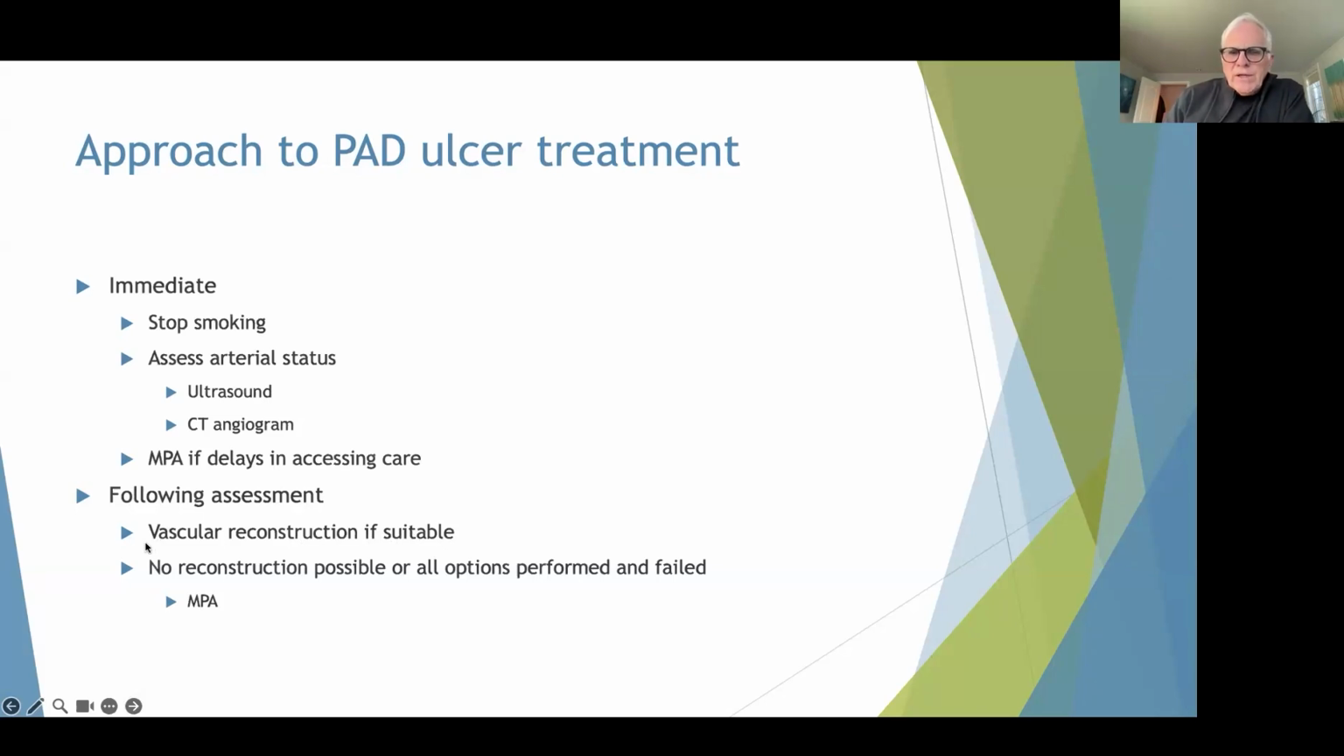But again, if vascular reconstruction is not possible, just simply because the disease is often more distal in the smaller vessels, or in patients who've had vascular reconstruction, things have failed, and they've really got to the end of what you can do in vascular reconstruction, then we think about, and here is a very, very good time to look at, using the muscle pump activation device, as well as the time when patients are having delays in accessing care. But here, what it potentially has the possibility of doing is helping to prevent going on to an amputation.